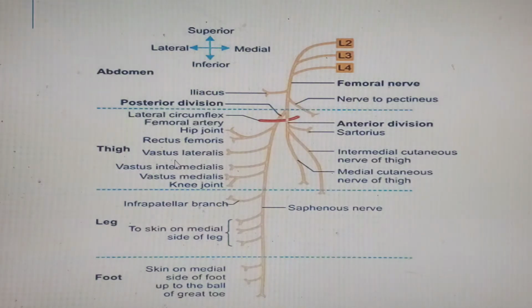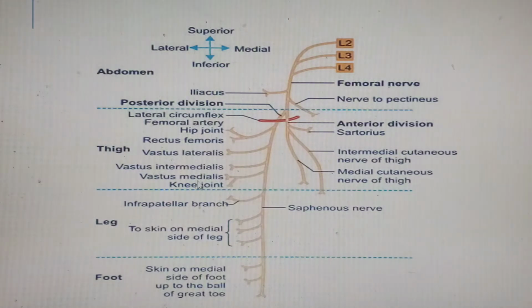Then apart from that, we also have the vastus intermedius muscle. One important thing: the vastus intermedius muscle will also receive its nerve supply from the posterior division. Now, because the vastus intermedius muscle is very close to the articularis genu muscle, the nerve which supplies the vastus intermedius may also supply the articularis genu muscle. That is one important thing that we find.